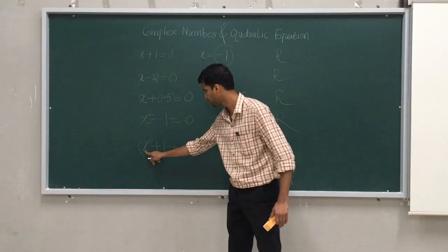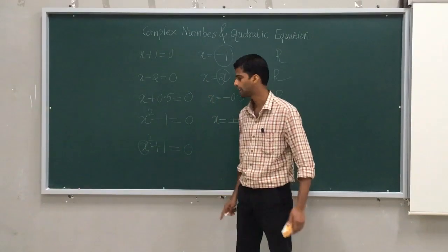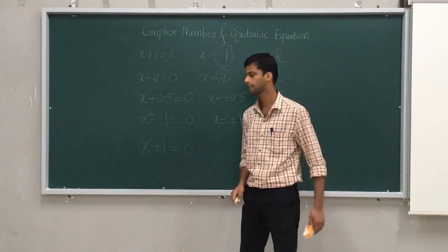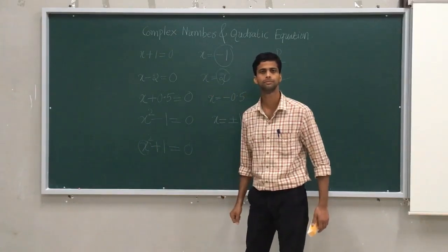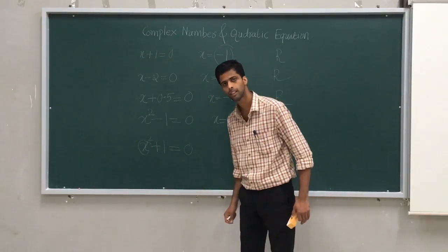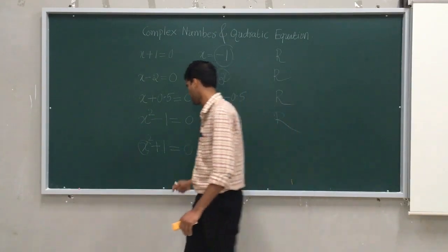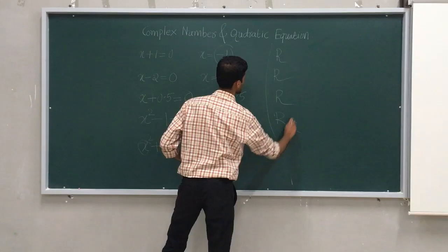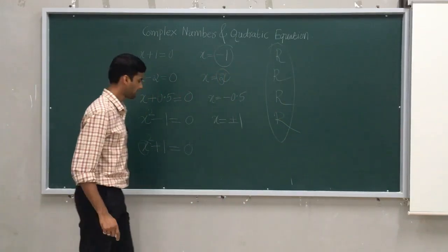Can I put 1 here? 1 square, 1 plus 1, 2. No. Can I put minus 1 here? Minus 1 square plus 1, 1 plus 1 again 2. Can I put 2 here? No. Do you have any number here? Now, let me think practically. All these solutions are real.